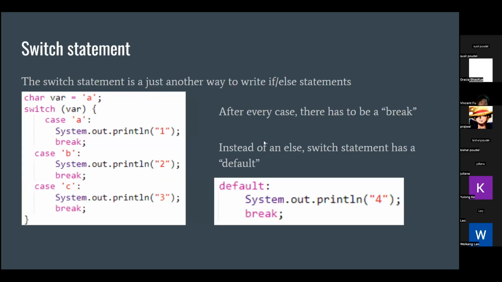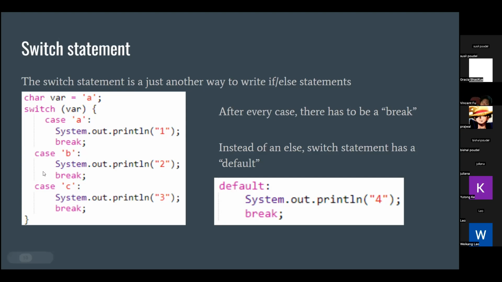So the switch statement is just another way to write if-else statements. It's sort of cleaner, I guess. That's why people might use them. So if I have a variable as a character that's equal to A, the letter A, I can use a switch statement, and then you put the condition inside parentheses again. And then instead of if elses, we have something called cases.